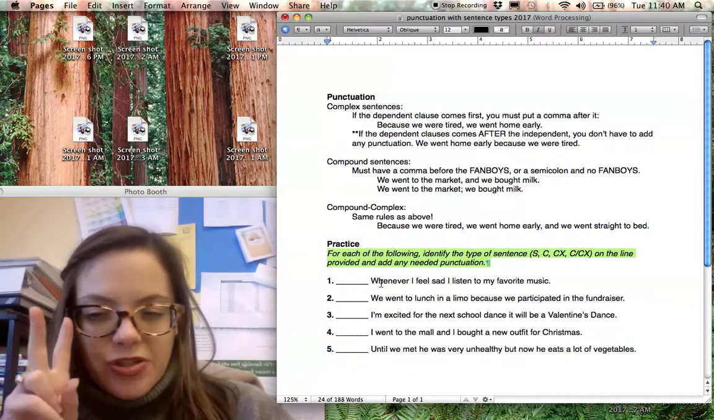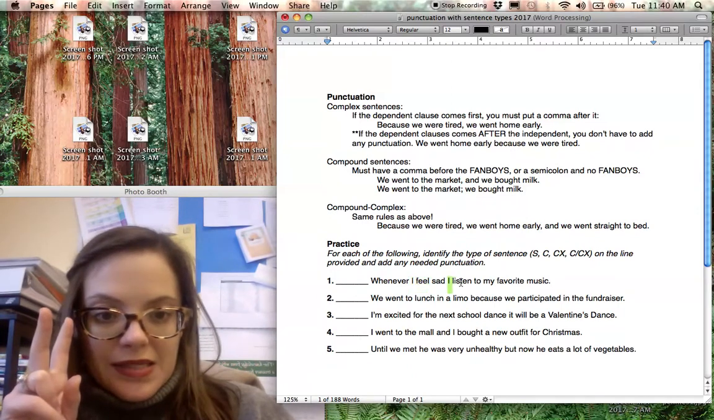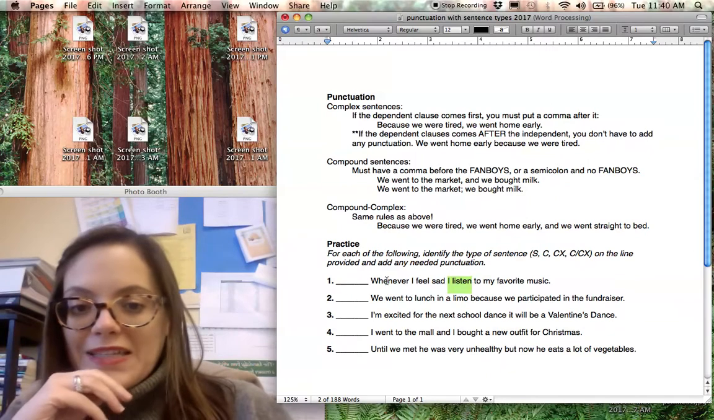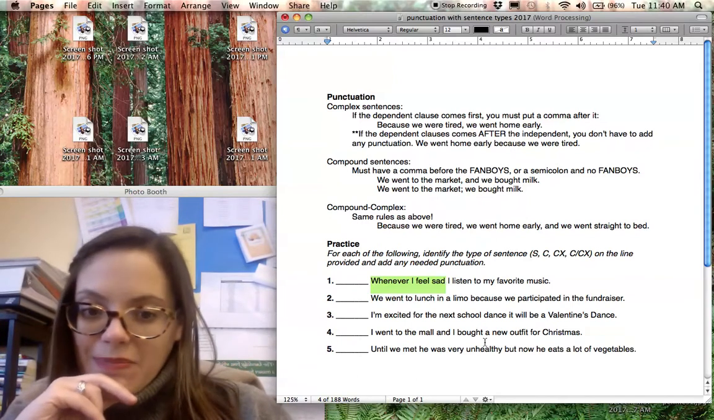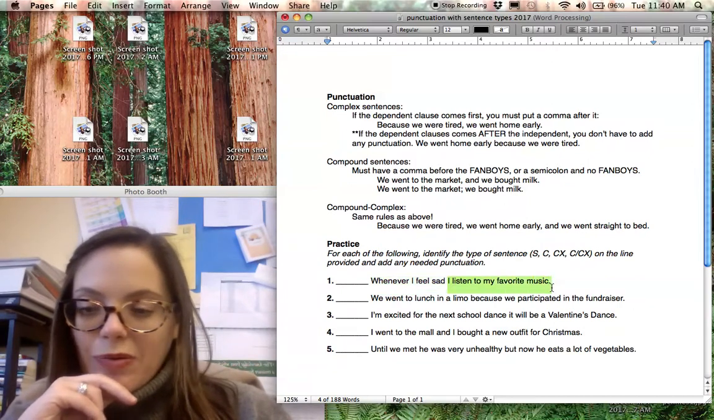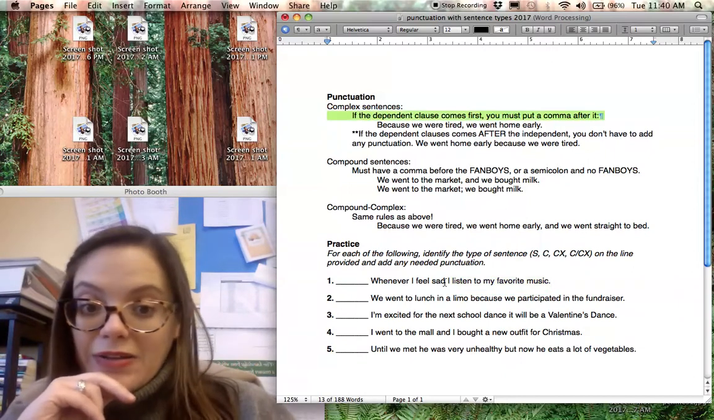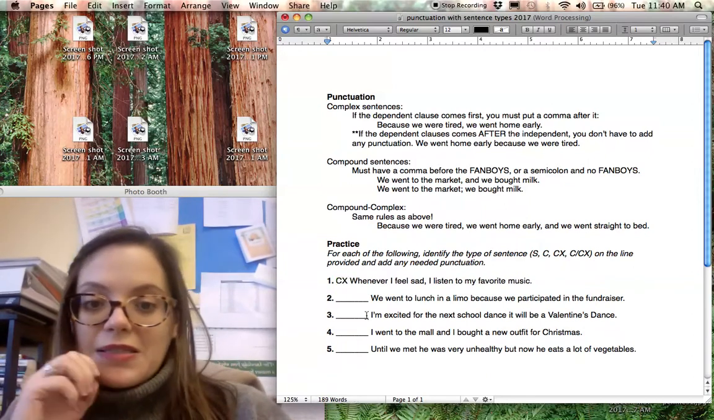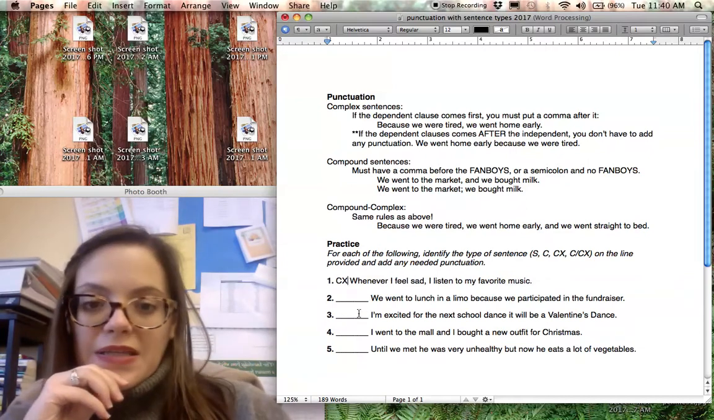So, I see 2 clauses here because I got 2 subject-verb phrases. I got I feel and I listen. But I see this AWUBIS word, whenever, so I know my first subject and verb, whenever I feel sad, that's going to have to be dependent. Okay? So I got a dependent clause, and then an independent clause, I listen to my favorite music. Now, I know if the dependent clause comes first, I got to put a comma after it. So I'm going to add a comma there, all right? And then I'm going to say that this sentence is complex. Oops.